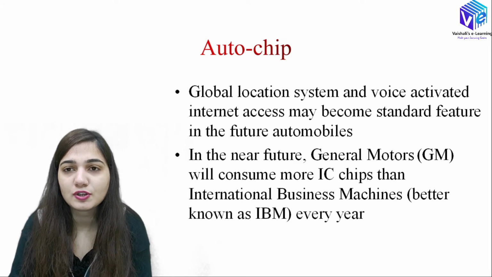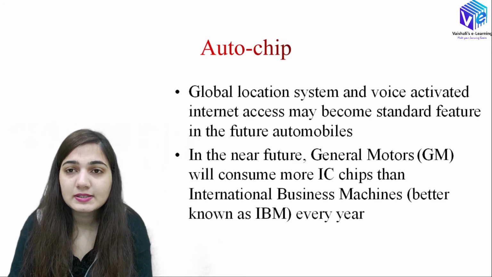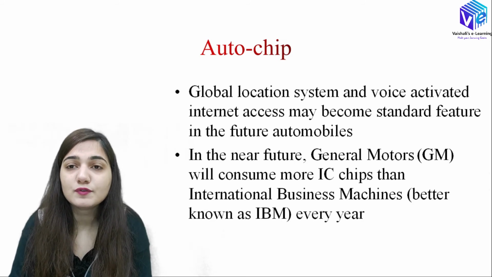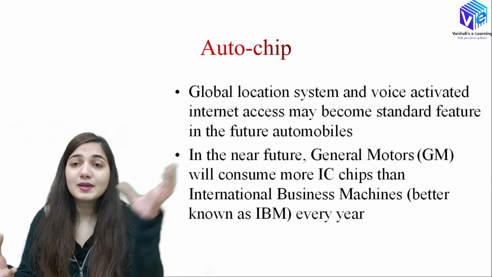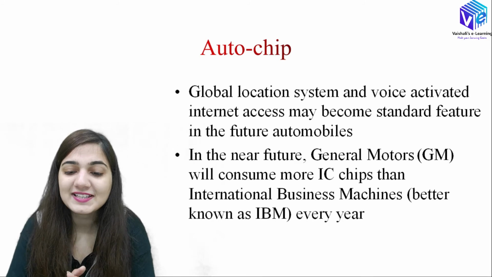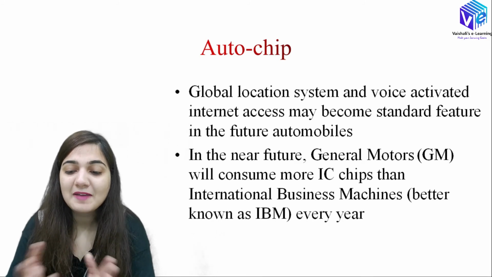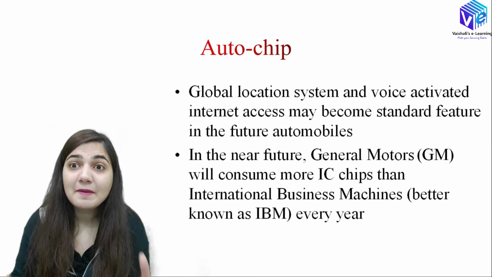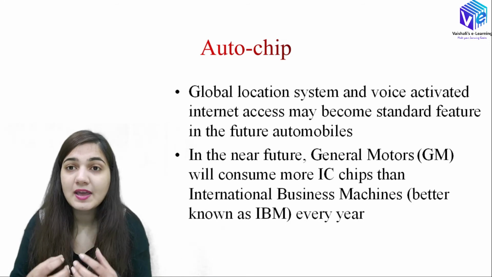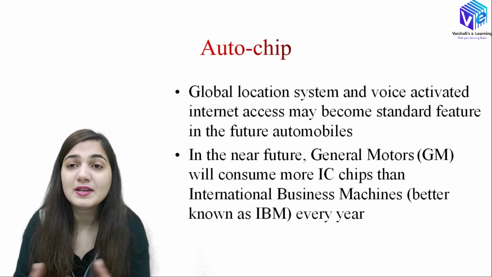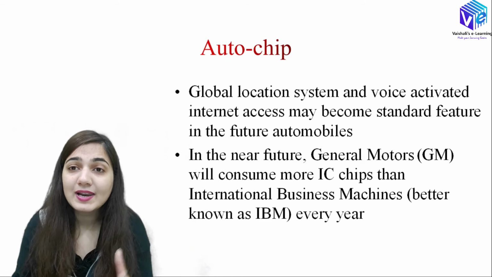We have already talked about the GPS. GPS is a technology which is used in future automobiles. So automobiles and VLSI technology can be combined. In the near future, General Motors will consume more IC chips than IBM. IBM is making all of the laptops, right? So IBM is consuming chips and General Motors will be consuming more chips, which means automobiles will be working upon VLSI technology.